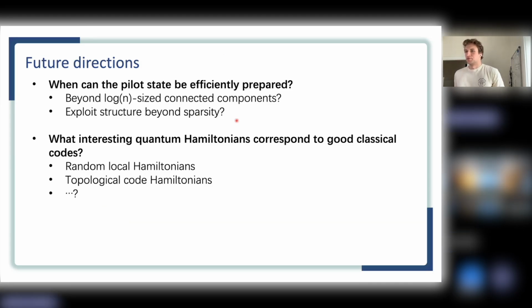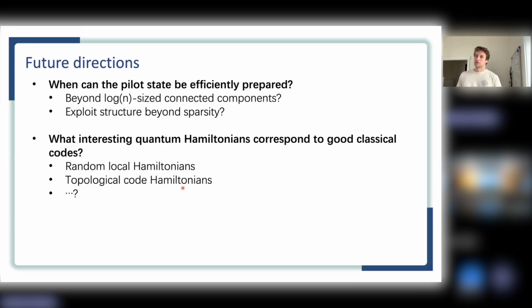So let me end on some future directions. I think the most important one is right now we're quite bottlenecked by preparing this pilot state. It's a very strict condition that the anti-commutation graph has these small components. And it would be very nice if we could prepare it for more interesting Hamiltonians as well. So maybe for less sparse graphs, or maybe there's even structure in the anti-commutation graph beyond just sparsity, which also allows us to efficiently prepare this state.